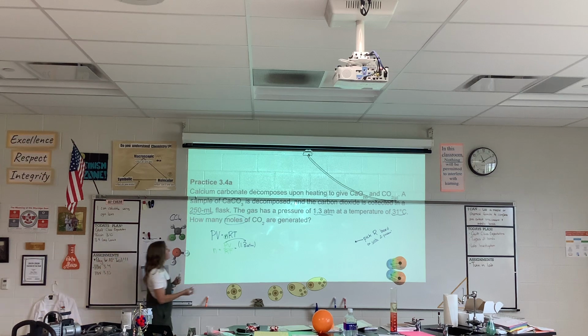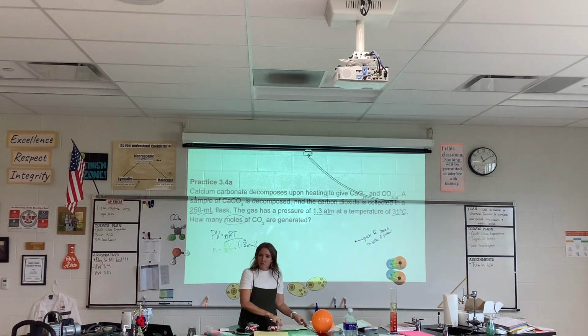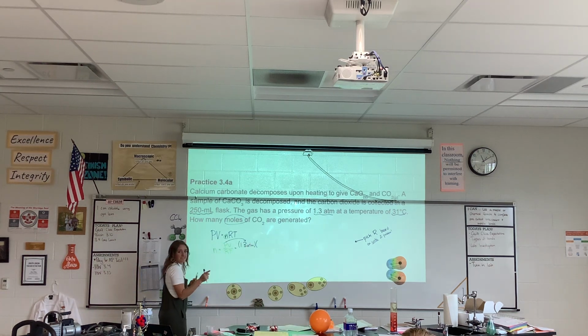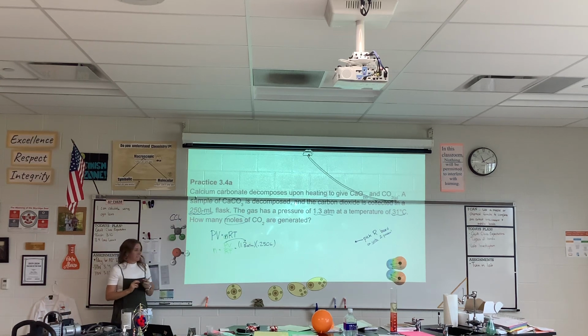Okay, the volume is in milliliters, but if you look at your R values, what unit is the volume always in? Liters. Right? It doesn't matter which R it is, they're all in liters. Does everyone see that? Okay, so I need to switch it. Liters to milliliters is a 1,000th of a difference, so you go 1, 2, 3. Okay, so 0.250 liters is my volume.